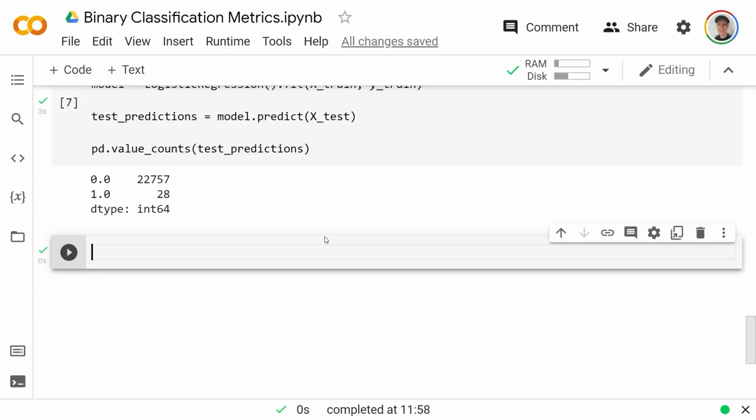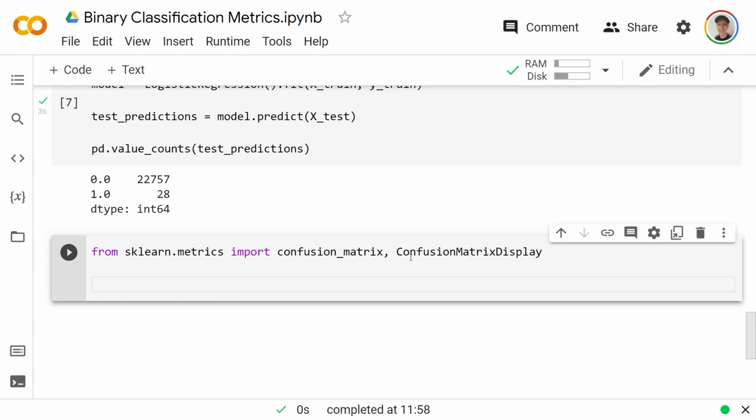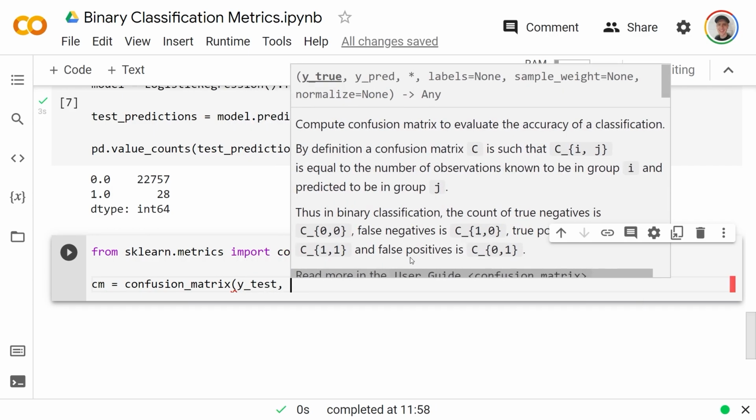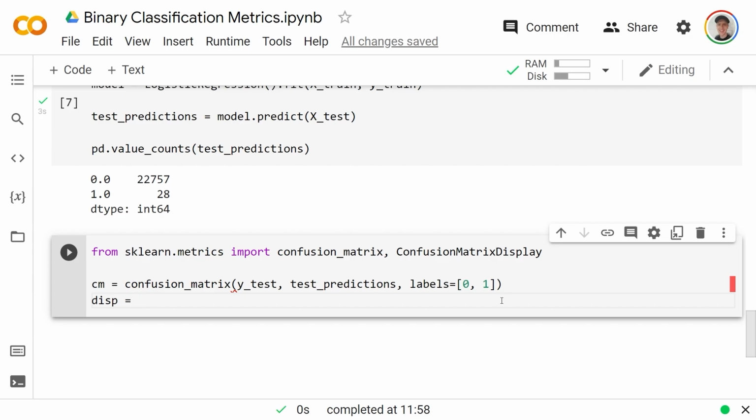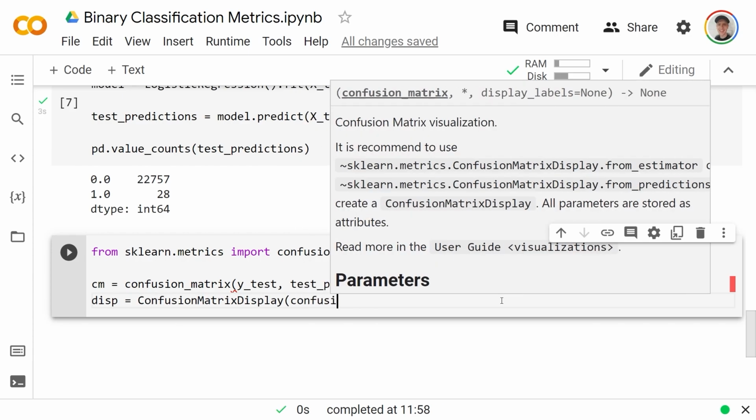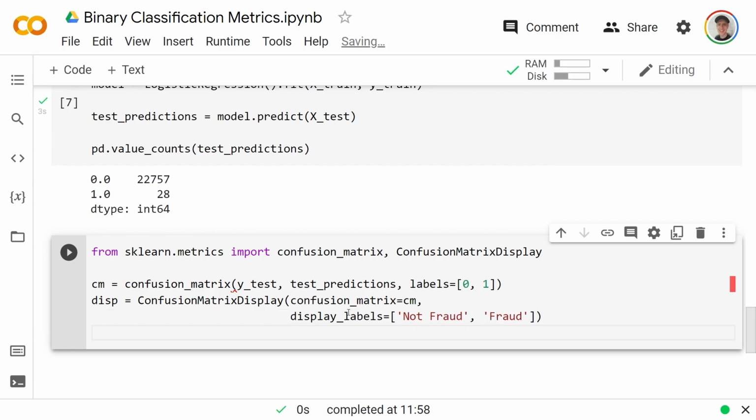We start with easily the most important metric there is, which is a confusion matrix. It shows the 4 possible scenarios. We'll do from sklearn.metrics import confusion_matrix, and to display it well, we can import the ConfusionMatrixDisplay class. We make a variable cm equal to a confusion matrix, and we need to pass this the observed values y_test and what our predictions were, test_predictions. We also set the labels equal to just 0 and 1, and then we make the display for the confusion matrix equal to the ConfusionMatrixDisplay, where we specify the confusion matrix is our variable cm, and the display labels, 0 is not fraud and 1 is fraud. Then we just do display.plot.